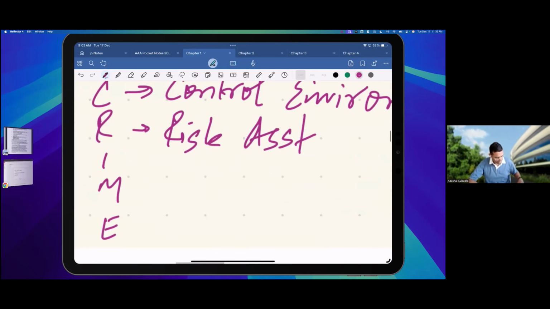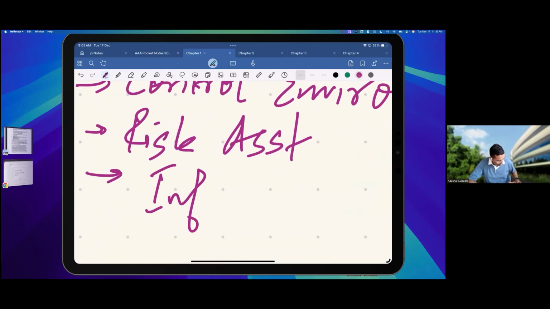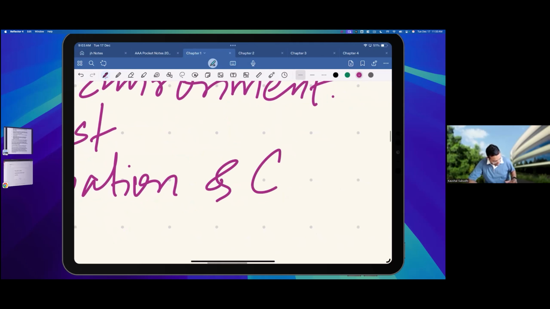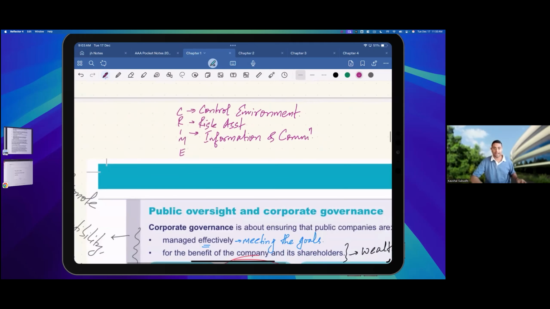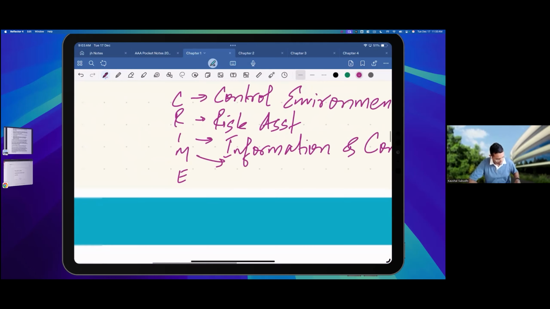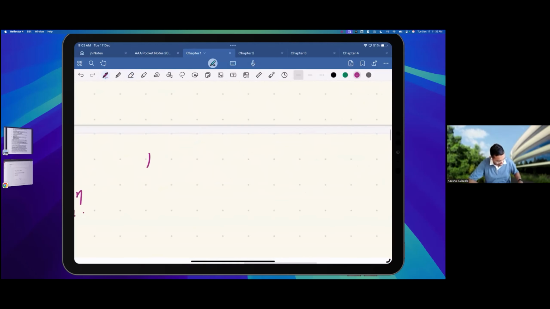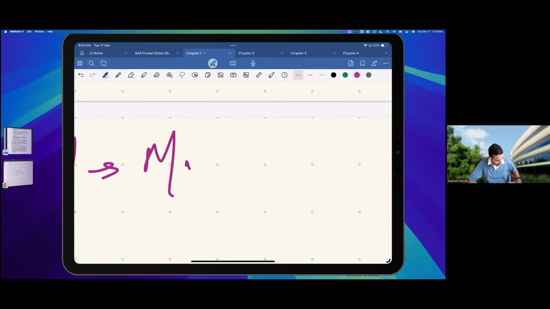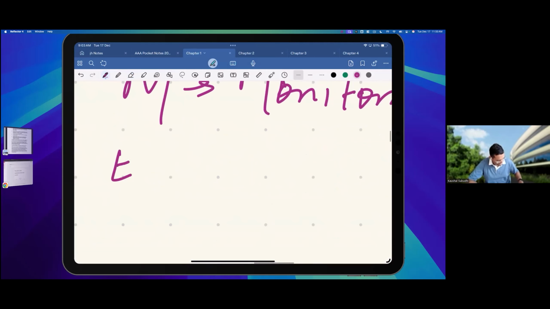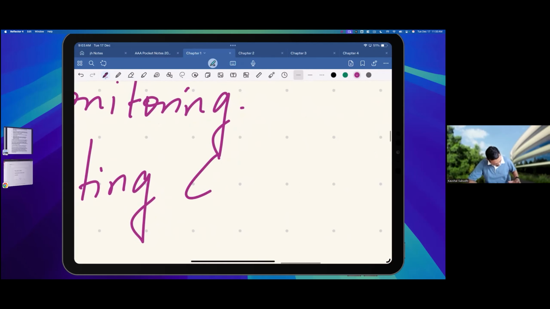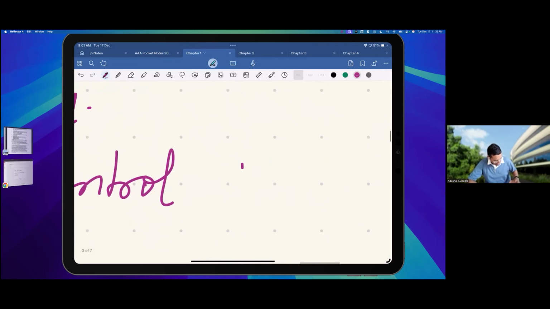It's risk assessment. Now, I stands for information and communication, right? And then comes your M. M stands for monitoring. I'm actually running out of space. Just give me a moment. So we just put this thing over here, right? So M stands for monitoring. And E stands for control, oh, sorry, existing control activities.